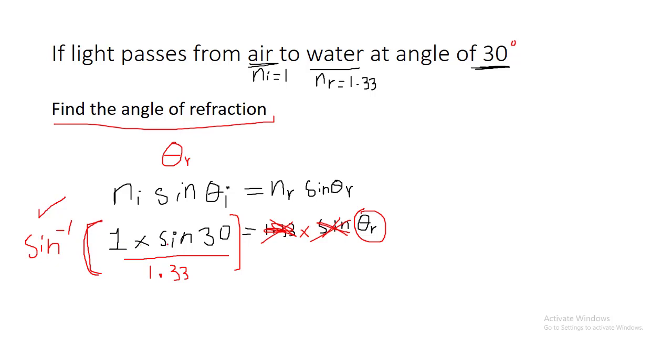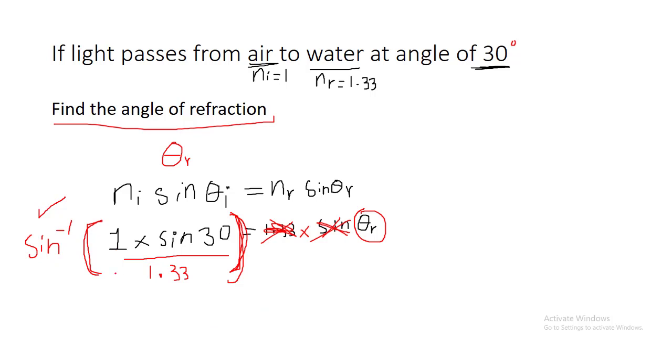1 multiplied by sine 30. Then press the division, 1.33. Once you're done with that, close the bracket. Don't forget to close the bracket, because I'm afraid that sometimes some calculators will create problems for you in these cases, so close the bracket. You can see the bracket closing on the calculator. Once you put that, press the equal button on the calculator, and you will get the value.